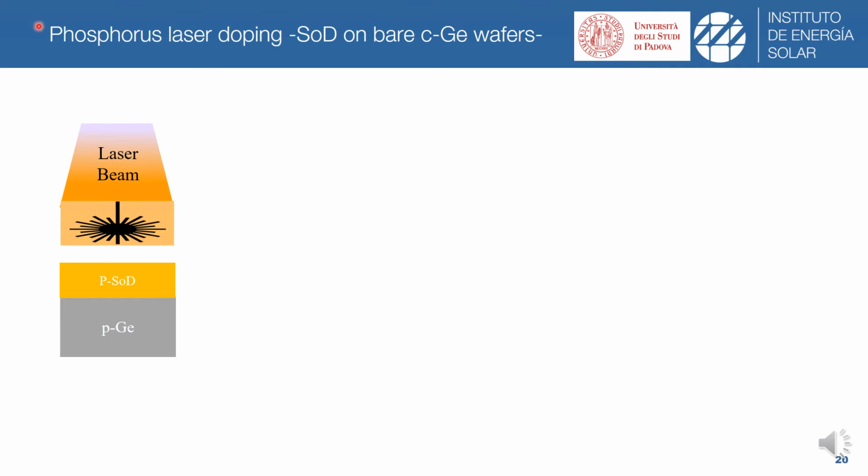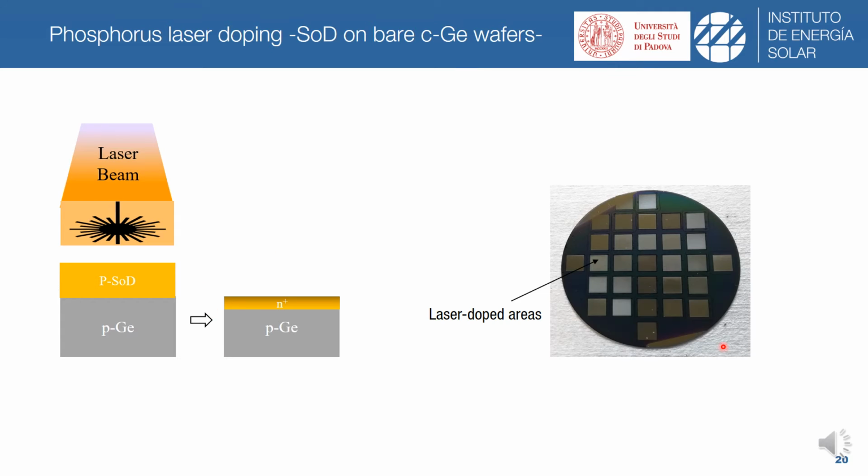So I have analyzed 3 different dopant strategies with this system. In the most simple case, germanium is covered by a spin-on dopant layer which contains phosphorus, and after curing this film at 200 degrees, we can proceed with the irradiation by a laser beam, creating homogeneous large area emitters, such as the one shown here in this picture.